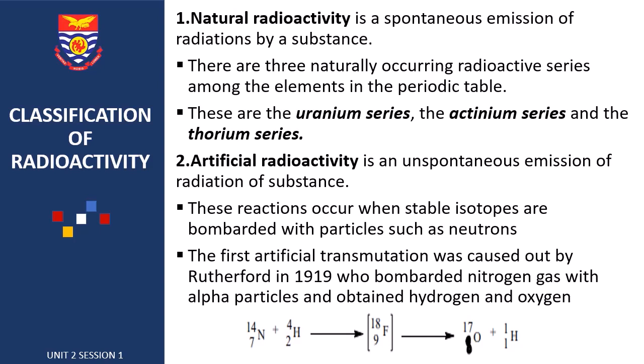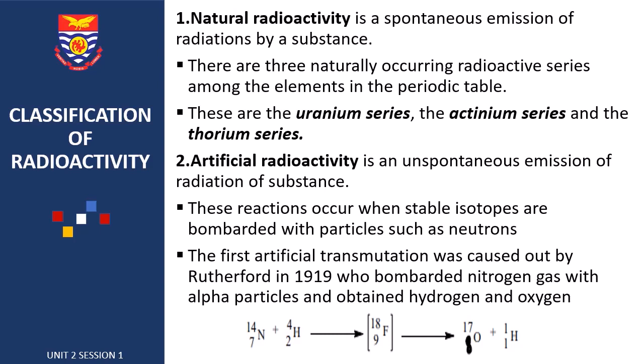Each of these series is named after the element at which the series starts, except for the actinium series, which starts with a different uranium isotope. Each series also involves decay through a number of unstable nuclei by means of alpha and beta emissions until each series ends on a different stable isotope.